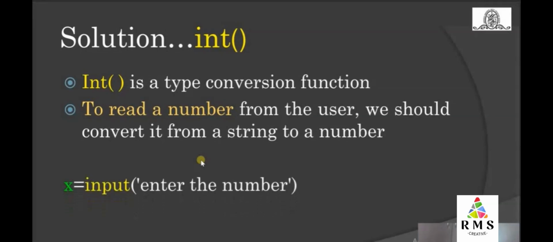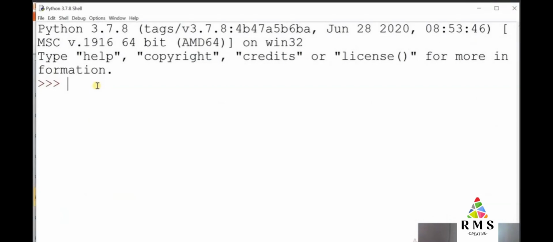X is equal to input, enter the number. X will be equal to integer of X plus 1. That is, X will be converted to integer value and after that 1 will be added. Okay, so after this we will be able to print X. So let us try this code in Python. So let us run this code.